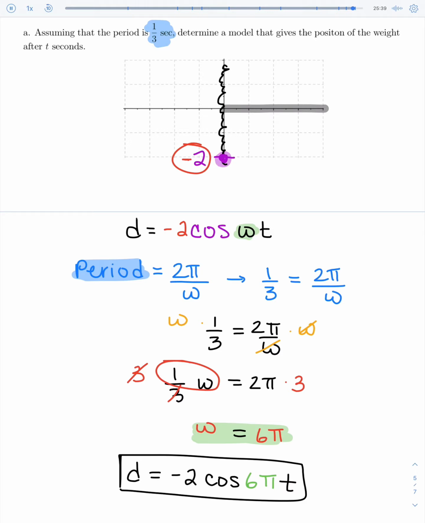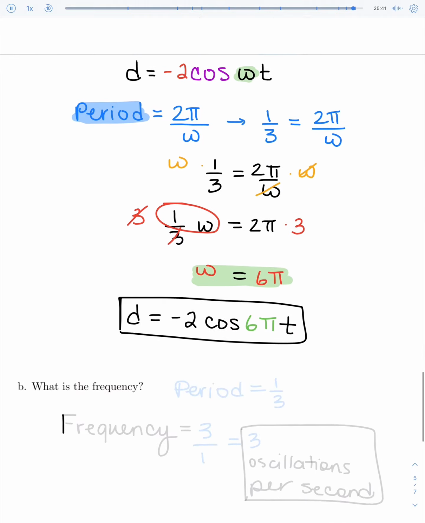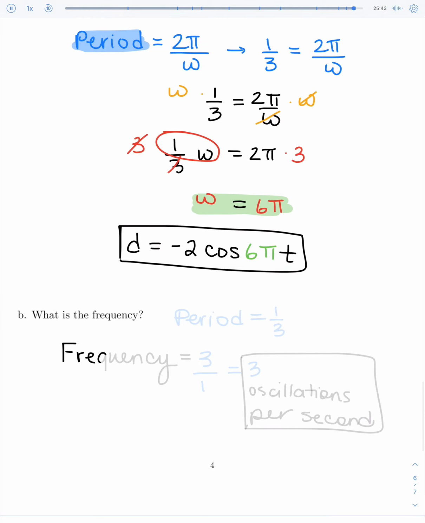Last part here, they want the frequency. Well, remember the frequency is the reciprocal of the period. So what was the period that they gave us? Remember, the frequency is 1 over the period, or the reciprocal of the period, and the period was 1/3. So the frequency should be the reciprocal of that, 3 over 1, which is 3.